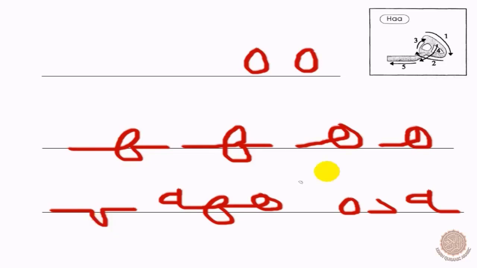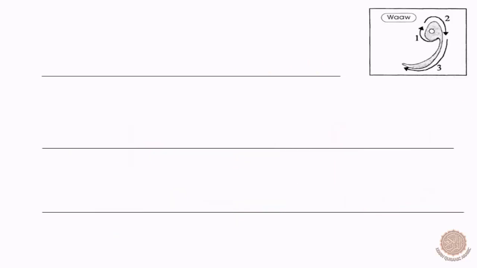Okay, next letter, the Waw. The Waw is quite simple. You start from about here, and just go like that. Once again, I'll do it. So like that. So in the beginning of a word, it just does that, and that's it. And you can't join it to the next letter. It's isolated from the next letter.